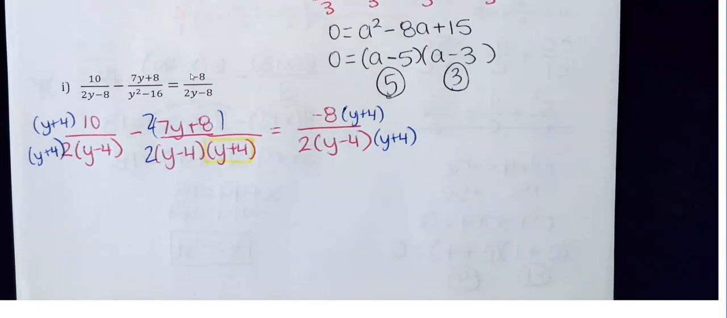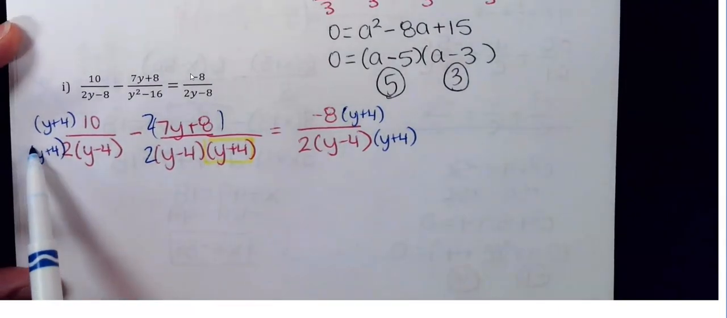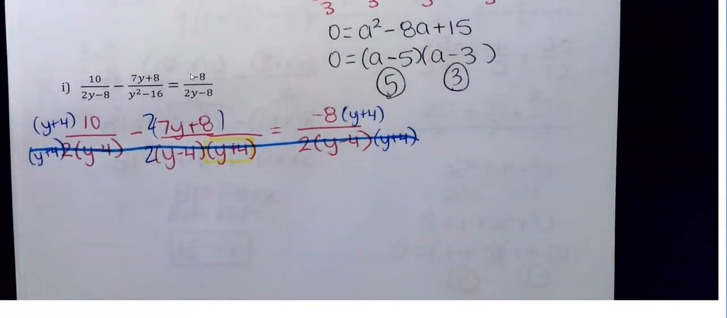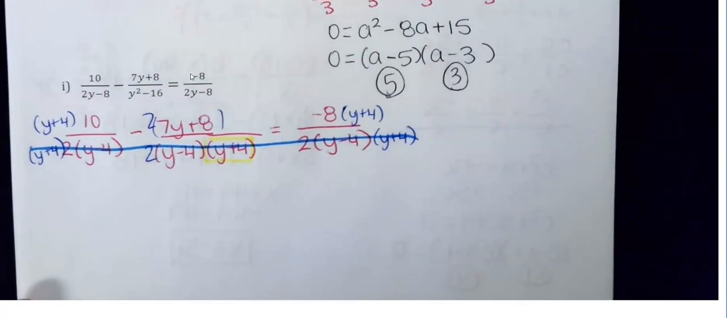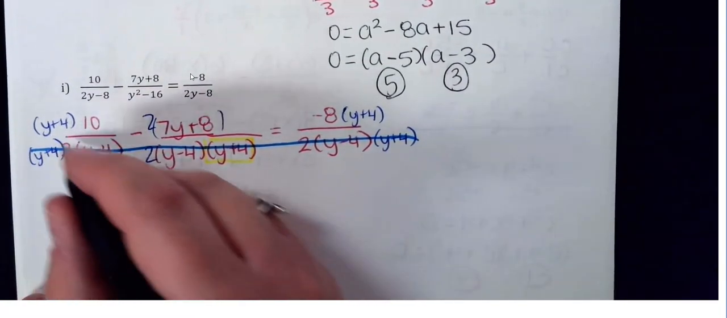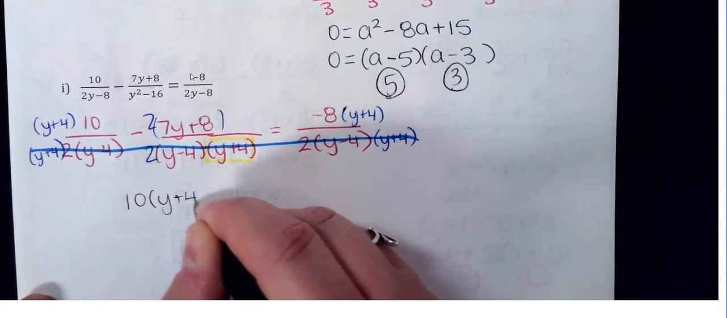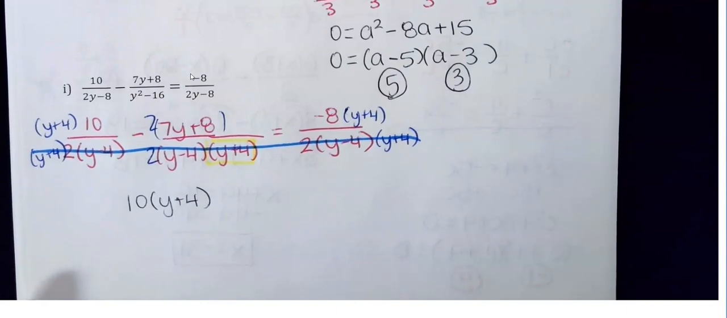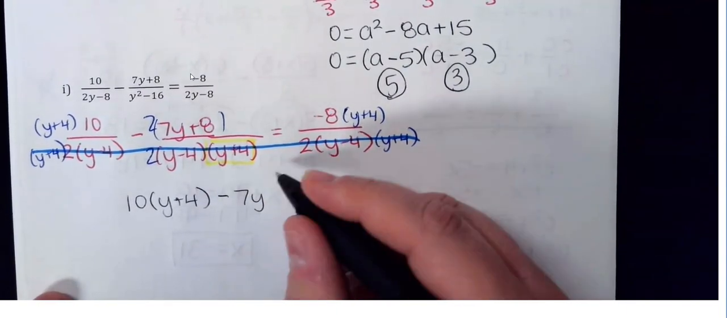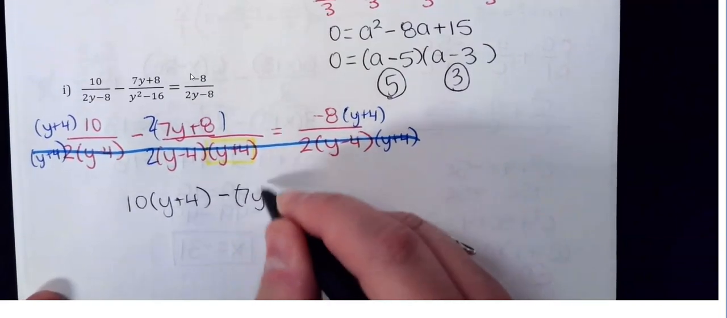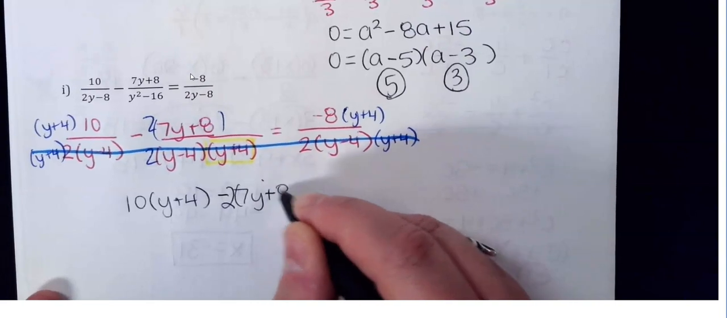If you make these all match up, which I just did by doing that, this is a little complicated, but it's going to save you so much time. If all the denominators are the same, then it forces the numerators to be equal. Now, the numerator of that first fraction is 10 times y plus 4. I'm just going to put the 10 out in front, make it a little easier to look at. Then I have minus. We did not, oh yes we did. We had to put a 2 here, sorry. 2 times that 7y plus 8.